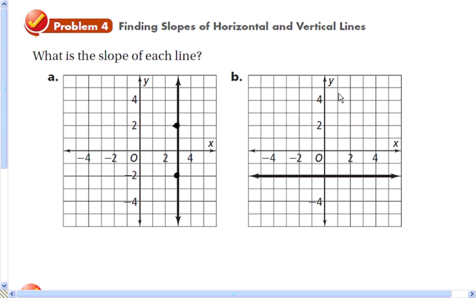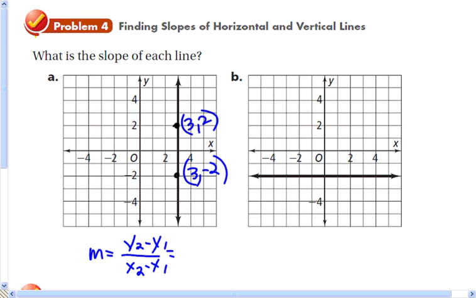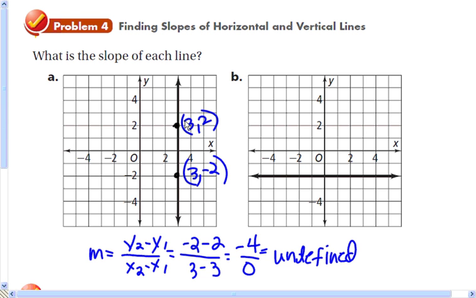So this point right here is (3, 2), and this point down here is (3, -2). If I find the slope, which means I'm going to subtract my y values, subtract my x values: I do -2 minus 2, and 3 minus 3, and so I get -4 divided by 0, which is undefined. So we say a vertical line has an undefined slope.